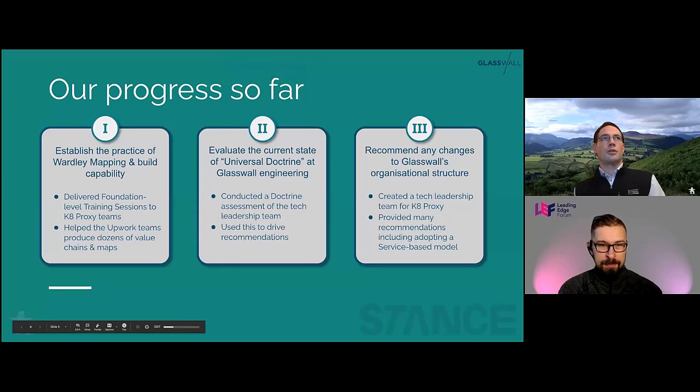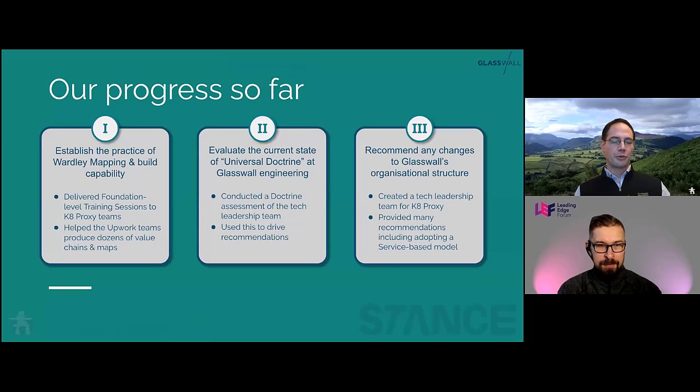So what have we done so far? We've delivered a whole bunch of training, and we've helped people build a lot of maps, right? So again, if you look at the reason why we were brought in, it was to help build that capability. But we've also provided advice to the organization. And to do that, actually, we looked at Doctrine, right? This is taking a step back from actually creating a Wardley map itself and looking into the other elements of Wardley mapping, right? So Doctrine being a key one of those.